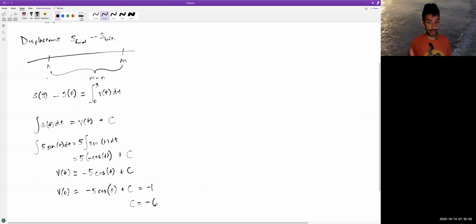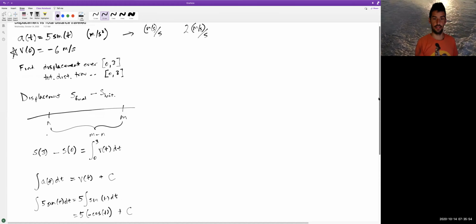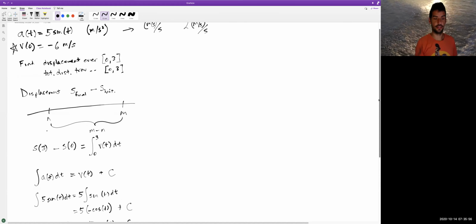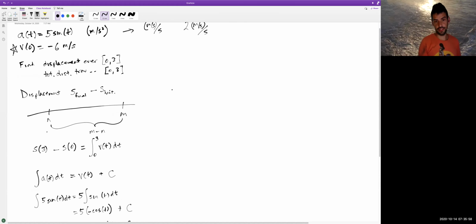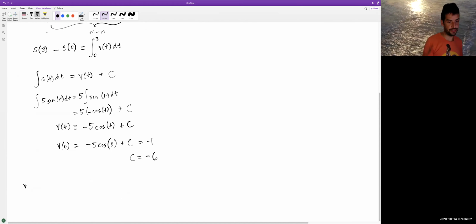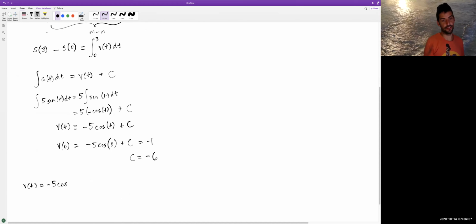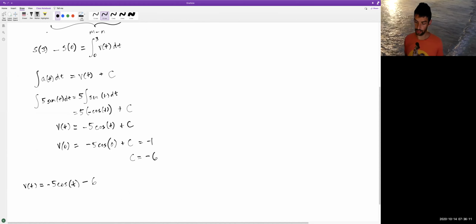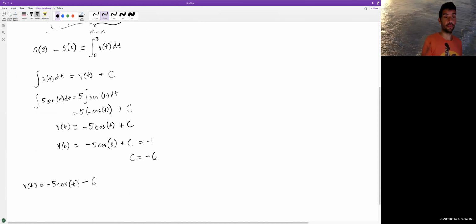Okay, so now I've got, let's do this, I've got v of t, I guess I'll keep working down. V of t is equal to negative 5 cosine of t minus 6. Okay, so there's step 1. We have our velocity function, right? And remember what we wanted to do, I wrote down here.